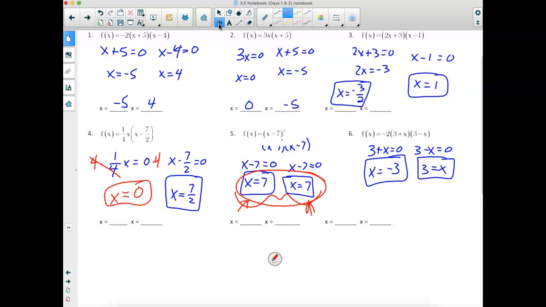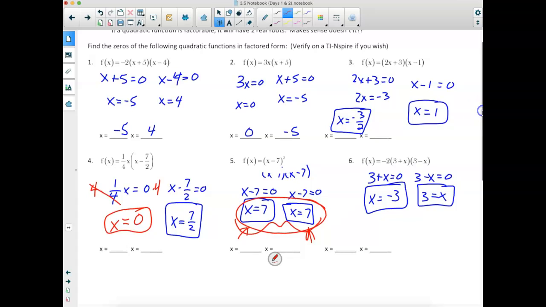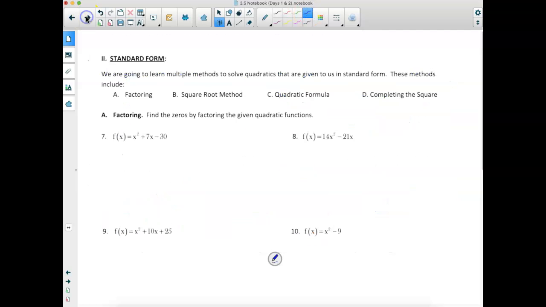And then typically I'm going to bebop back up here to number 3. Most people are going to look at number 3. They're going to tell me the solutions are negative 3 and 1. But they're not using the zero product property. You set the entire factor equal to 0, and then you solve for x, and you get negative 3 over 2. All right? So, moving right along. Standard form.